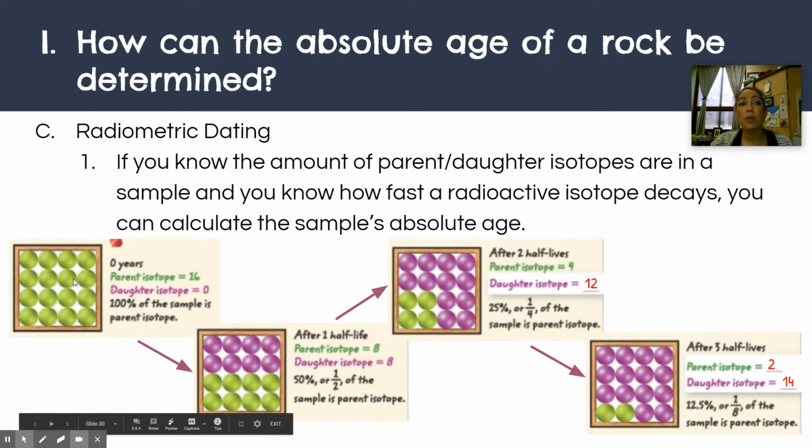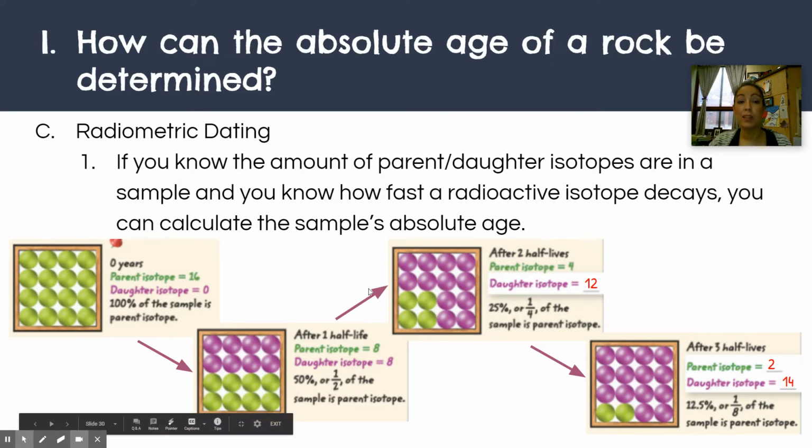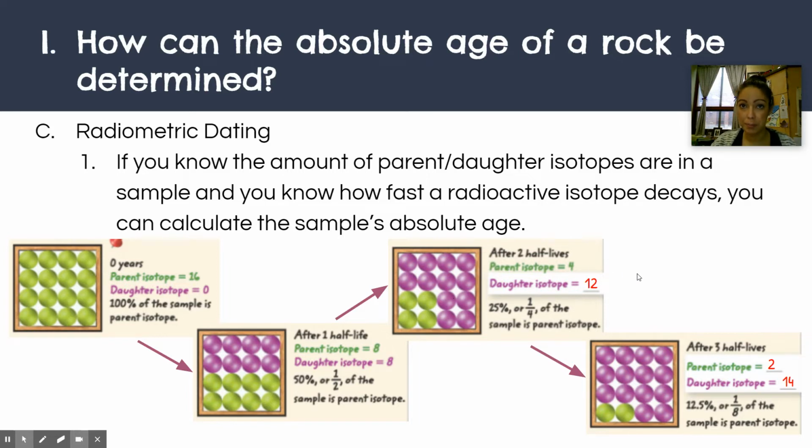So if I know how long the half-life is, let's say my half-life is 5,000 years for whatever this mystery element is, and I go to analyze my rock and I see 25% of the rock that I'm looking at is still radioactive, then I know it's gone through 2 half-lives. If I know it's 2 half-lives and I know the length of time it takes for half of that sample to decay, 5,000 years, then I know this rock that I'm looking at is 10,000 years old.